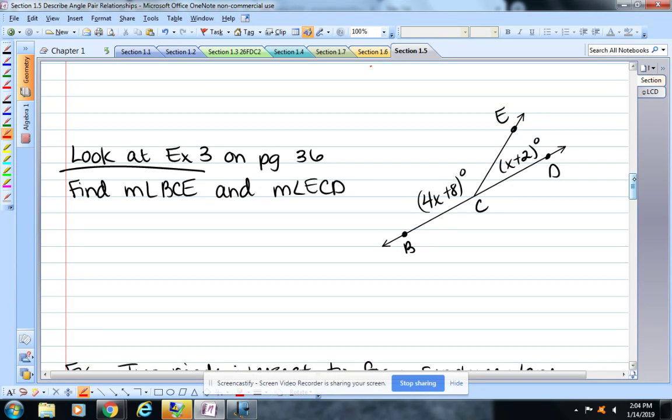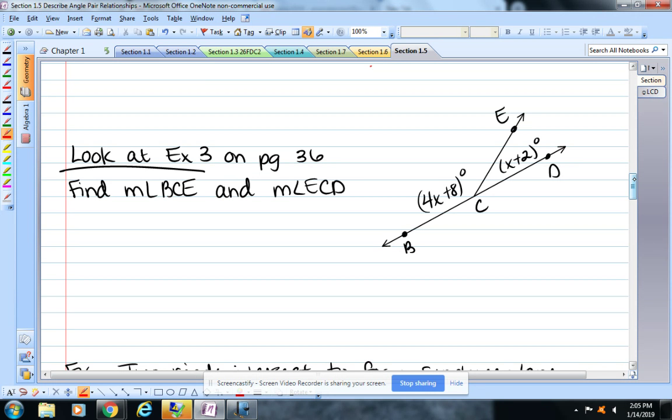It says find the measure of angle BCE, which is this obtuse looking angle, and the measure of angle ECD, which is the acute looking angle. But they got X's. Are these two angle measures equal to each other? No. We can't say something's equal because number 1, they totally don't look equal, but number 2, it didn't say a word like bisect or midpoint or anything like that, right? So you can't assume anything is equal unless you see one of those clue words.